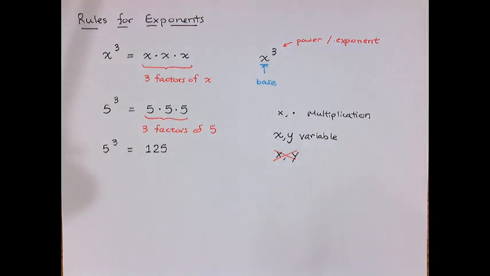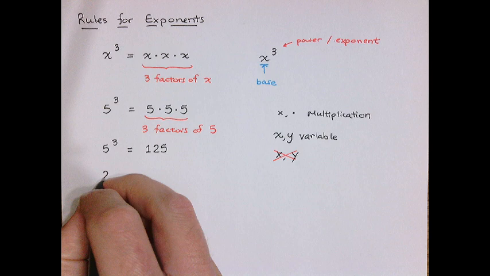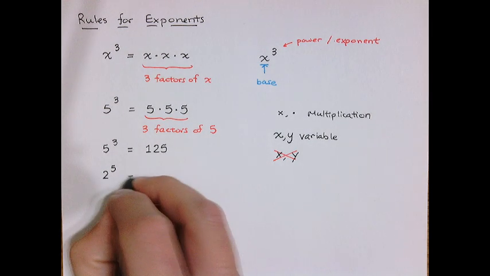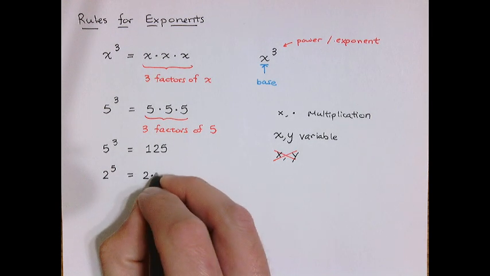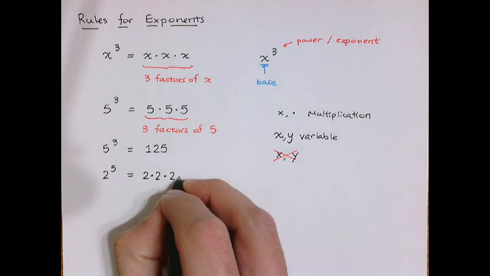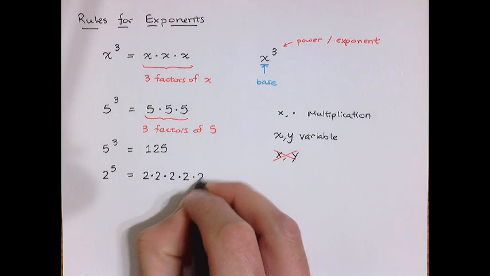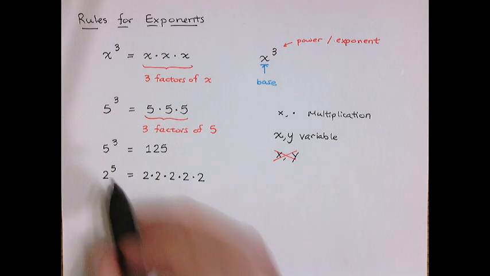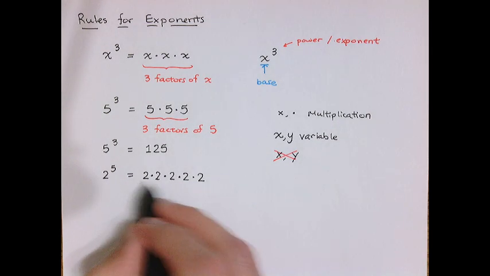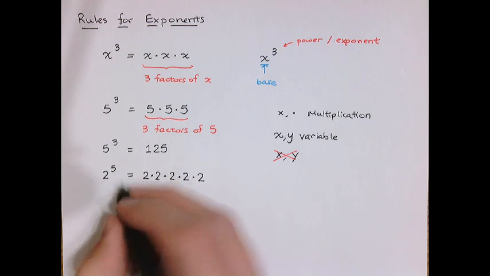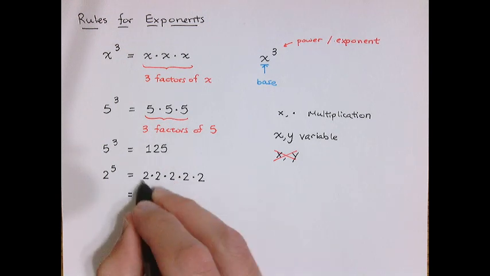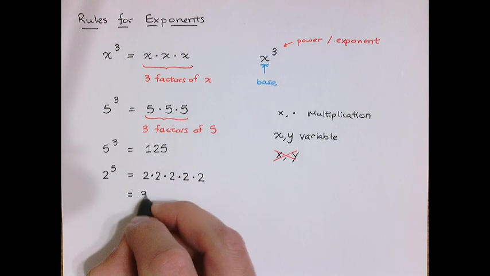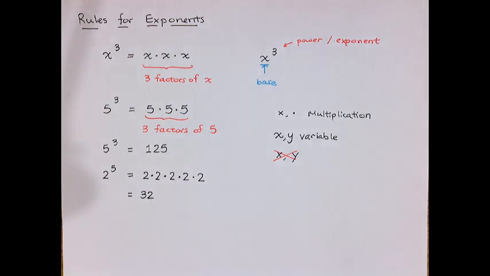Anyway, so we can even go further here. We can say, if I have 2 to the 5th power, and that just means that you have, you guessed it, 5 factors of the base 2. So instead of writing 5 factors of 2 all the time, we can say 2 to the 5th. And then we can just work this out. If you multiply all these 2's together, your product is 32.